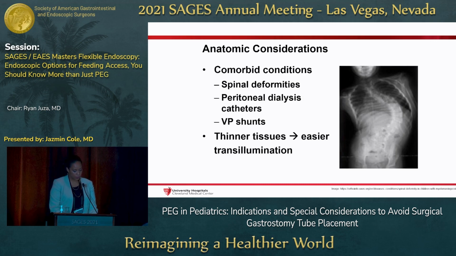Again, some comorbid conditions like scoliosis, as shown in this 8-year-old patient on the right of the screen, as well as the presence of shunts or catheters, can limit optimal positioning of PEG tubes. The last consideration is that particularly in younger children under the age of 5, they have thinner tissues, which makes for easier transillumination, but also places them at higher risk of injury to the transverse colon and to the gastrocolic omentum during PEG placement. And so overall, the smaller size of the esophagus and pylorus and the difference in tissue quality in children versus adults requires us to use special equipment for pediatric upper endoscopy and PEG placement.